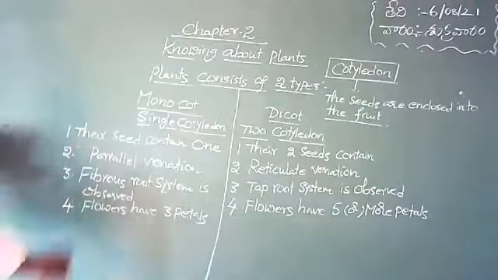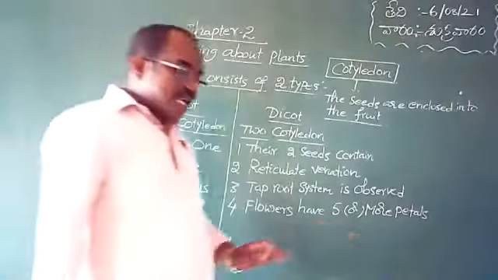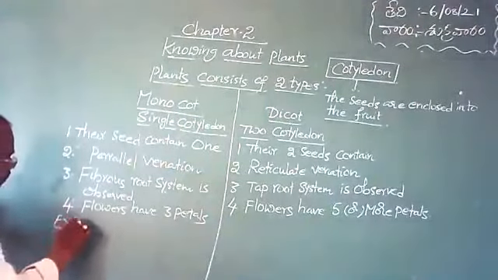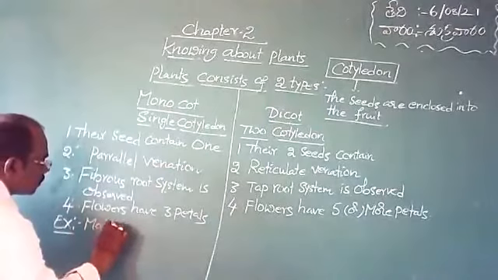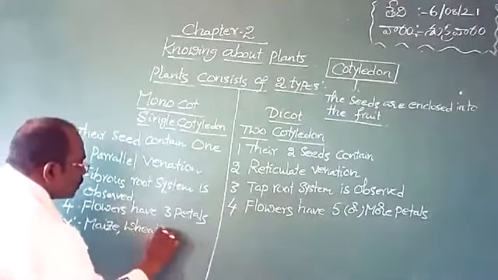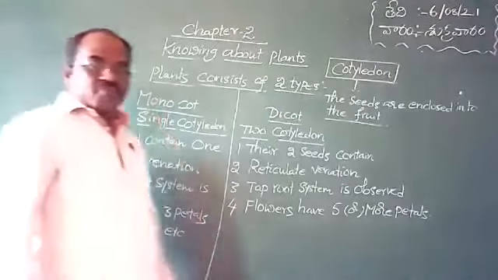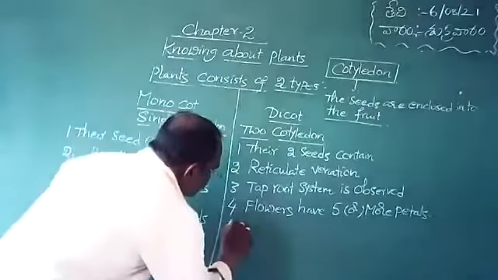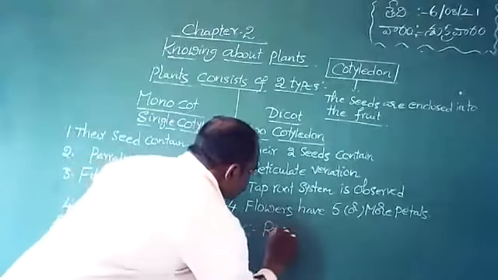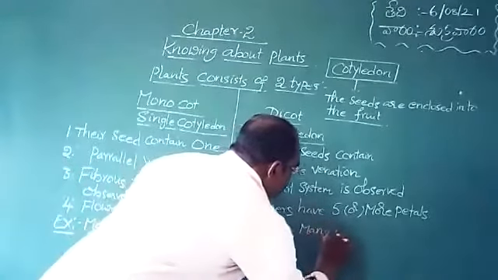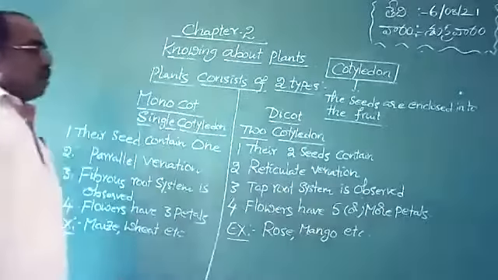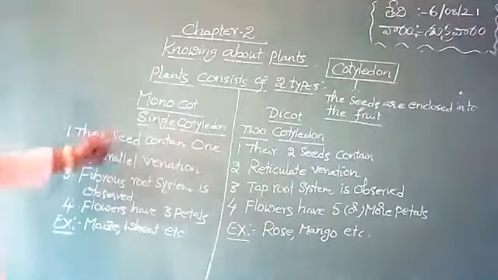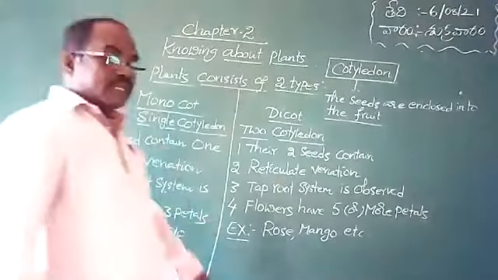What are the examples of monopart plants? Example, maize, wheat, etc. In dipart plants, example, rose, mango, etc. Dipart plants example is rose, mango, etc. Monopart plants the maize, wheat, etc.